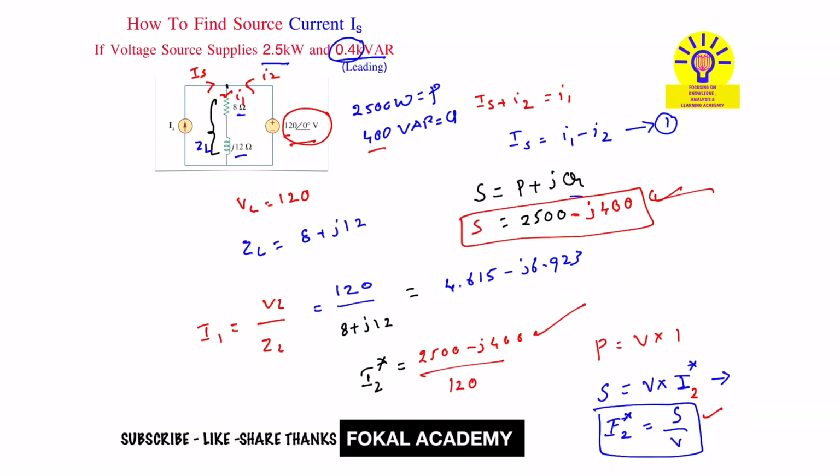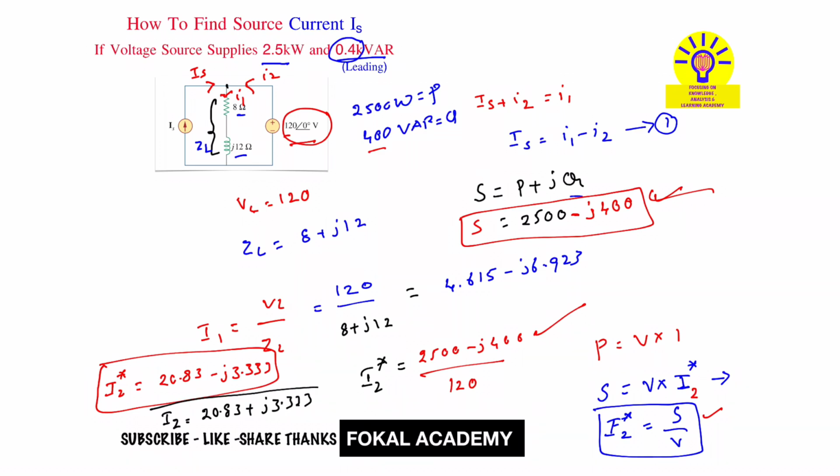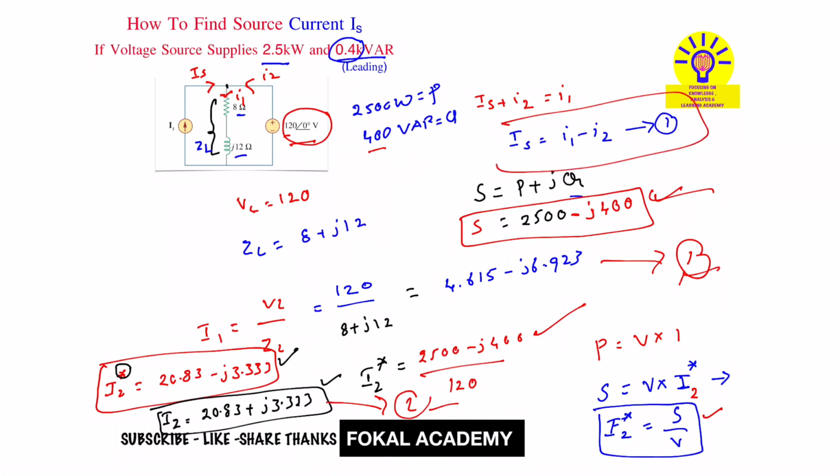By simplifying this, we will get I2 star, that is I2 conjugate, equal to 20.83 minus j3.333. It is a complex number, but here we want current I2, so apply conjugate. The minus becomes plus, that is 20.83 plus j3.333. So this is the I2 conjugate, and after applying conjugate, this is I2. Now we got I1, this is the I1 equation, and this is I2. Let's consider it is 2 and 3. Substitute 2 and 3 in equation 1.